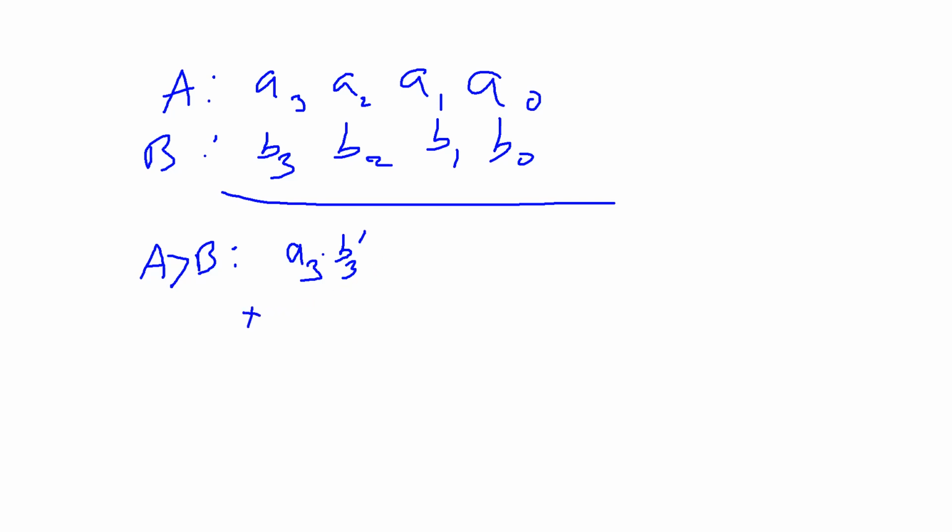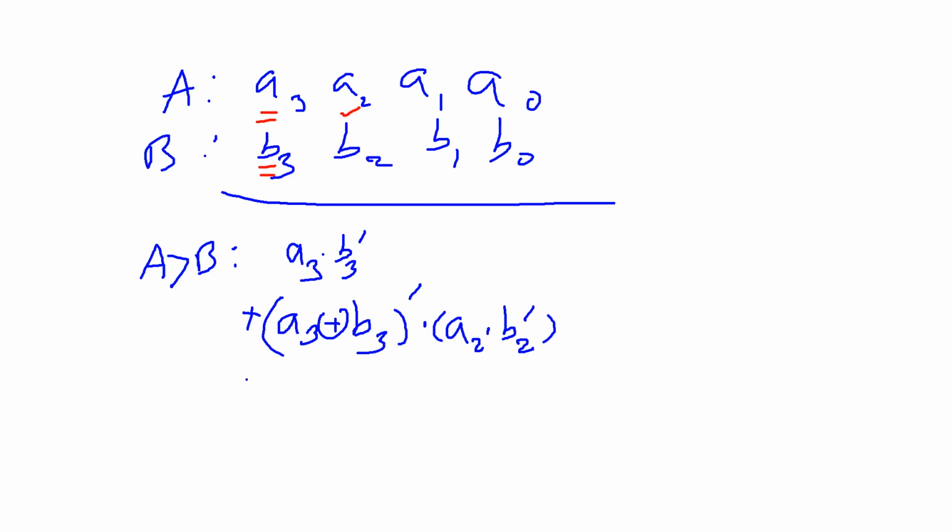Or what? Or if A3, B3, okay, are the same, you must check the next digit, right? That A2 is greater than B2 or not. Namely, A2 is 1, B2 is 0 or not. So you can write it as what? A3 equal to B3, right? And A2 is greater than B2. A2 is 1, B2 is 0. This is the second case.